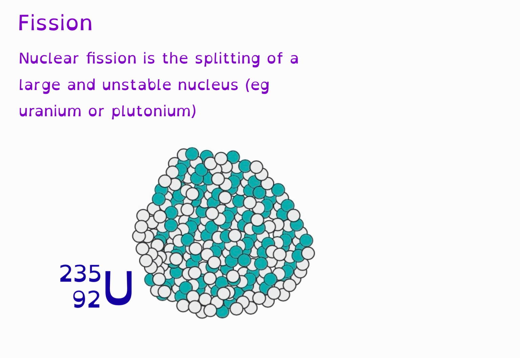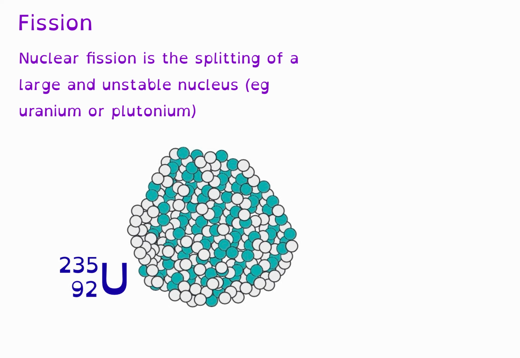Fission is the splitting of a large unstable nucleus into smaller, more stable nuclei. This can happen on its own, called spontaneous fission, but spontaneous fission is rare. Usually for fission to occur, the unstable nucleus must first absorb an extra neutron. This is what happens in nuclear reactors.